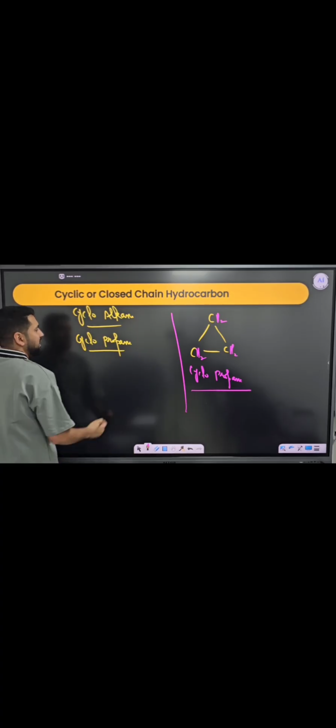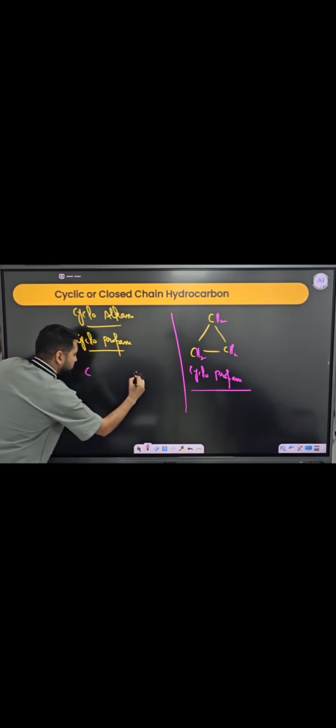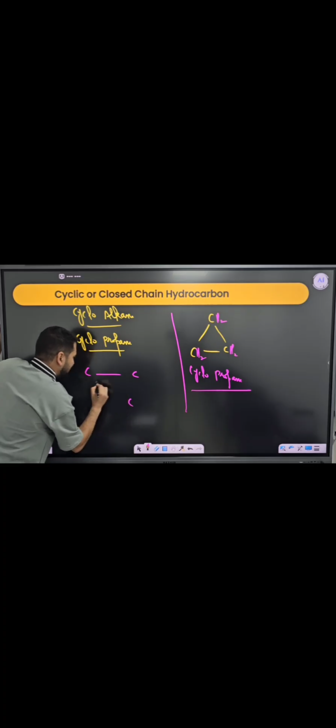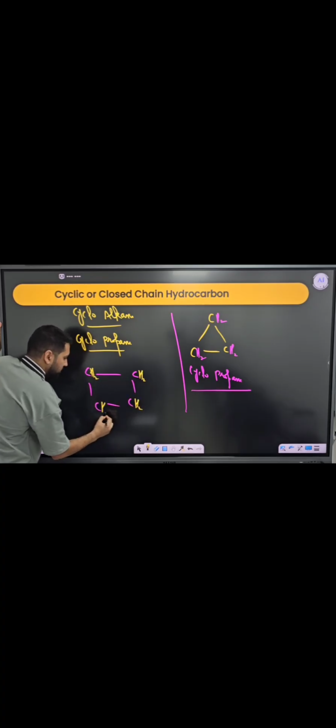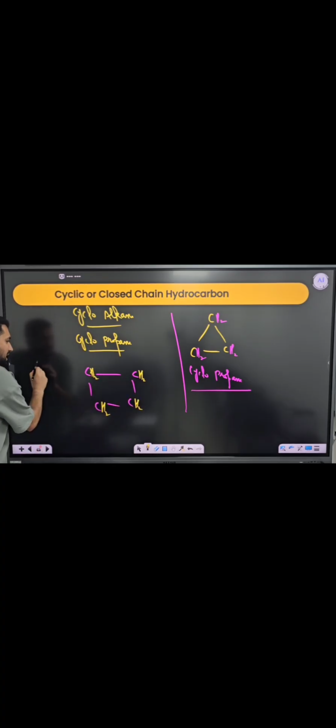Clear, guys? In the same way, for example, if I have 4 carbons, 1, 2, 3 and 4. Every time there is a single bond, right? There will be 2 bonds this way, right? So how many carbons are there? 4. How many hydrogens are there? 2, 4, 6 and 8, right? 2, 4, 6 and 8.